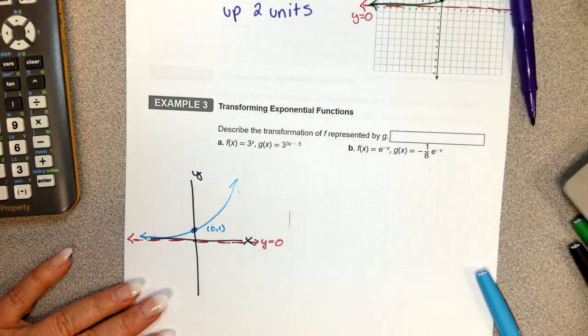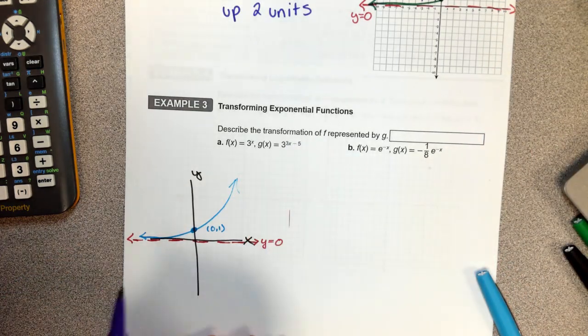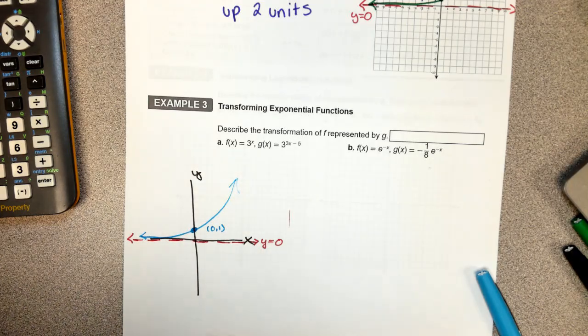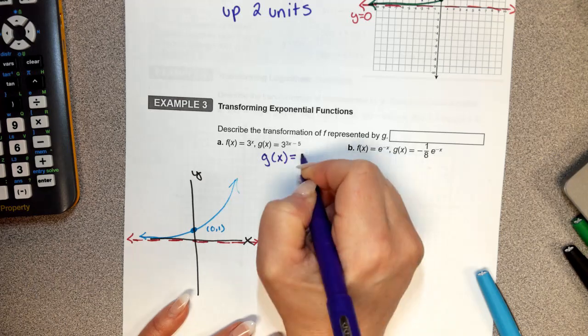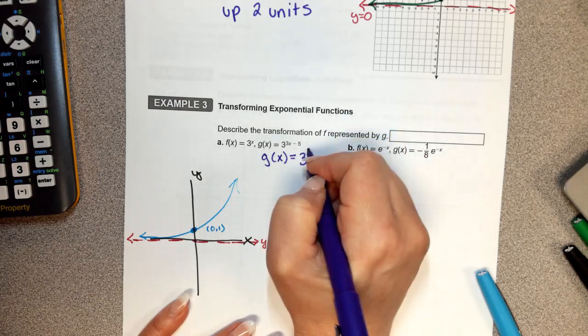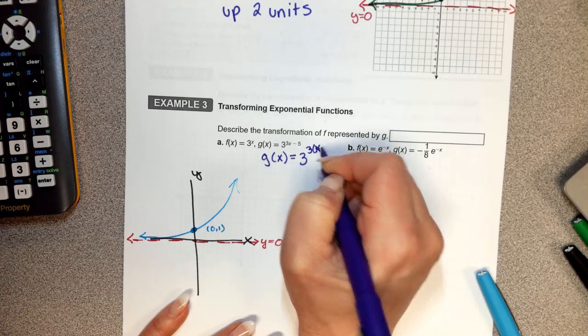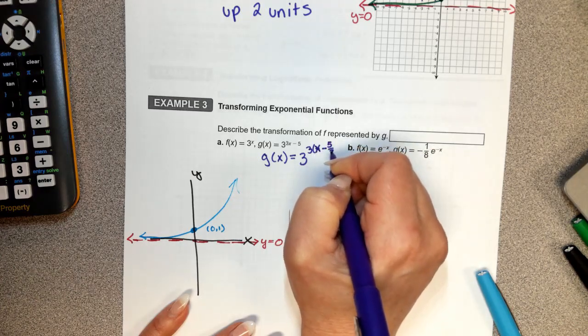Now let's look at the transformations. So I have 3x minus 5. Now all these transformations are done in the horizontal. Remember, you can't do transformations in the horizontal unless it is fully factored. So this is the same thing as g of x equals 3 to the power of 3 times x minus 5 over 3.